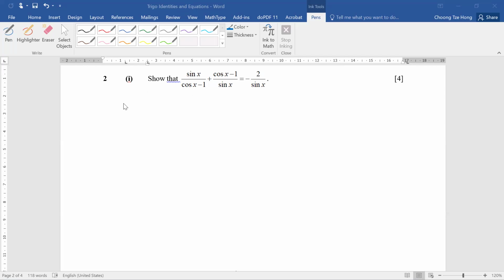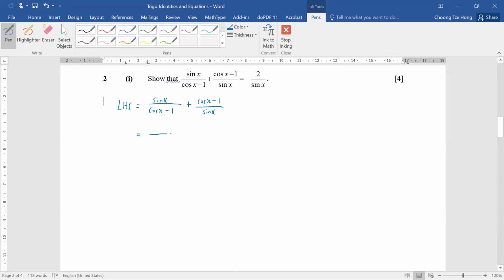So let's begin. Left hand side will be equals to sin x over cosine x minus 1 plus cosine x minus 1 over sin x. If you look at this particular expression, there's really nothing much else that we can do except to try to combine into a single fraction. So let's combine into a single fraction.